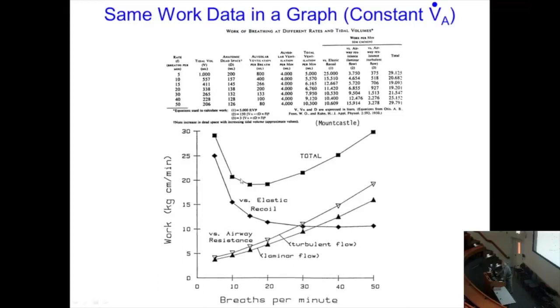The work is higher at low or at high breathing rates, but it's minimized in the middle. And where the work is minimal is at breathing frequencies which are what people normally breathe at without thinking, say 15 breaths per minute. So this is another example of how without thinking about it, you automatically breathe in a way that minimizes the amount of work that your respiratory muscles have to do.